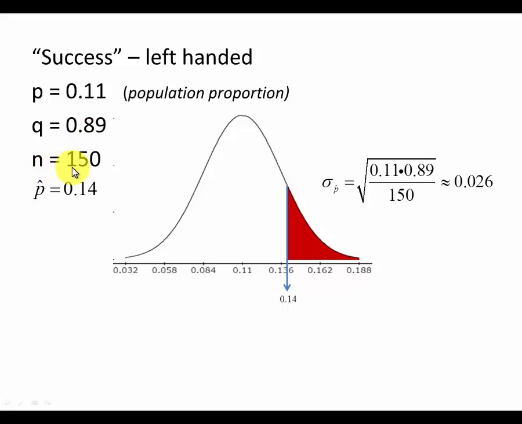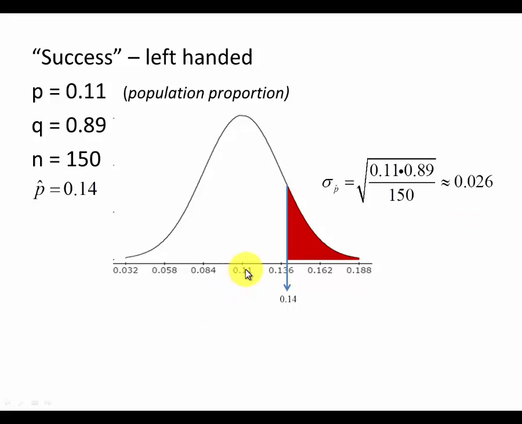N, 150 is our sample size. And again, it said what's the probability that more than 14% are left-handed. So 0.14 becomes our sample proportion. If we take the P and Q and N and put it into the standard deviation equation over here to the right and round to 3 decimal points, we find that approximately 0.026 is our standard deviation.